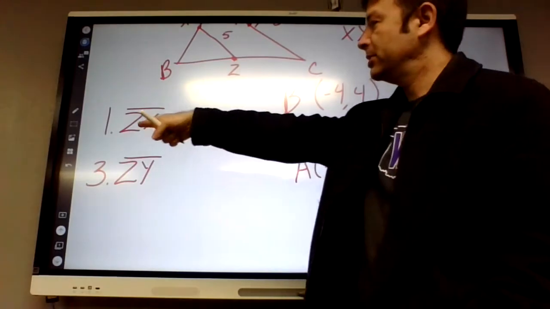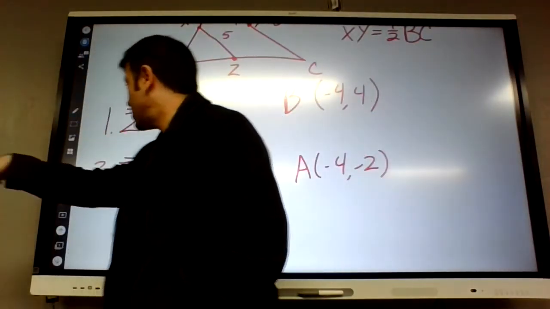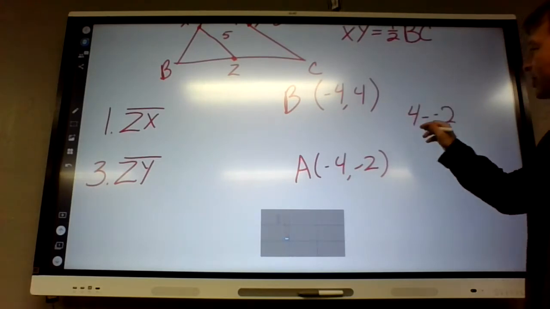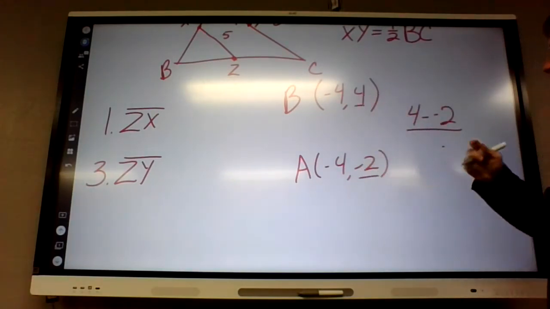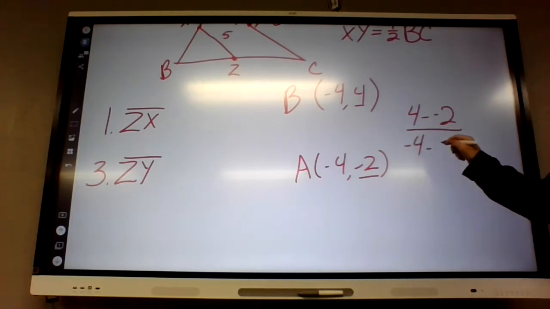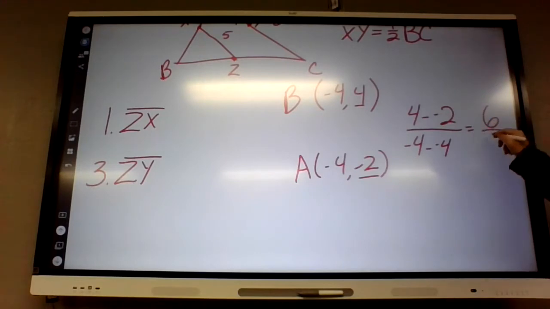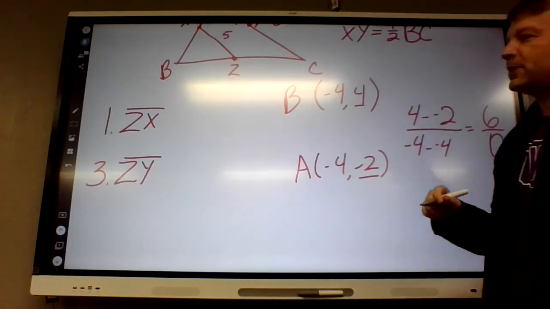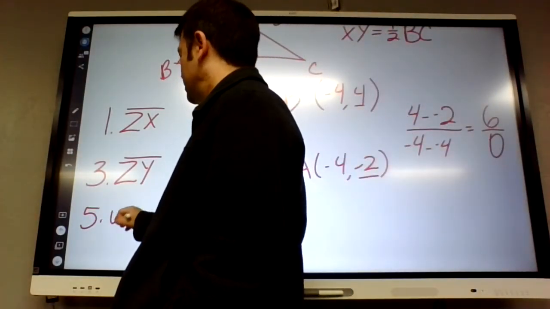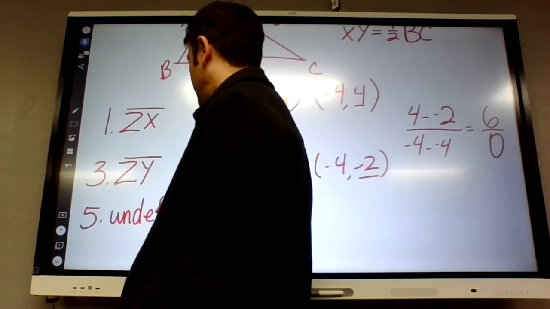Y minus Y would be 4 minus negative 2. Remember the y's go on top, and they're the second numbers. And then x minus x. What's 6 divided by 0? Undefined. So yeah, a vertical line doesn't have a slope. So we're going to put undefined.